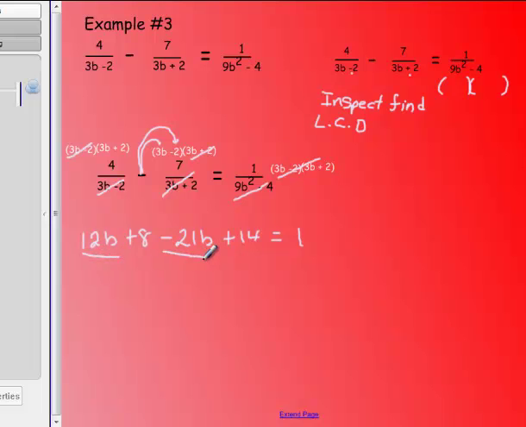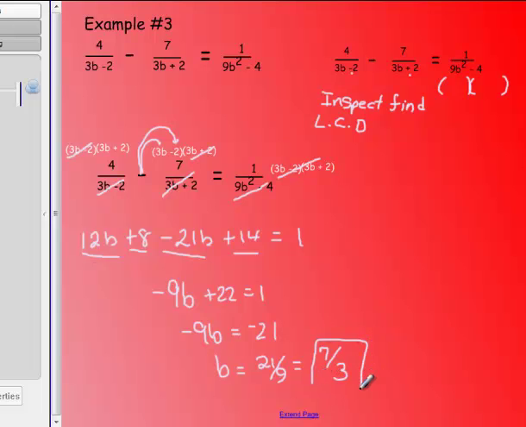12b, take away 21b. It's negative 9b. 8 plus 14 is a positive 22. Negative 9b equals negative 21. B equals 21 over 9 when I divide through, and that reduces down to 7/3. So yes, we're getting ugly answers now to ugly problems.